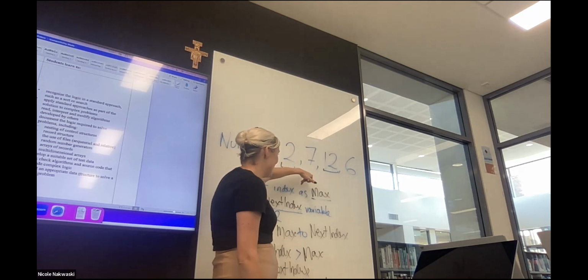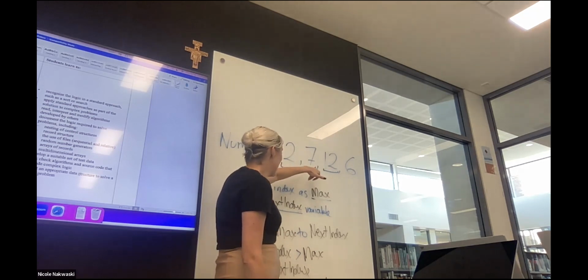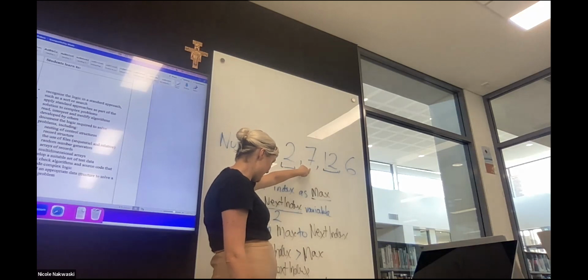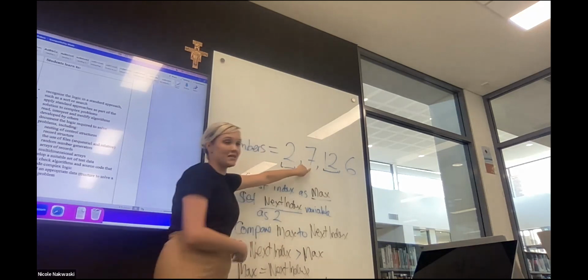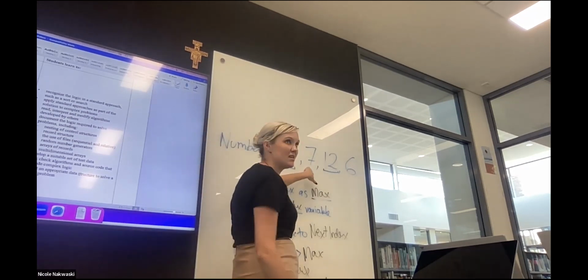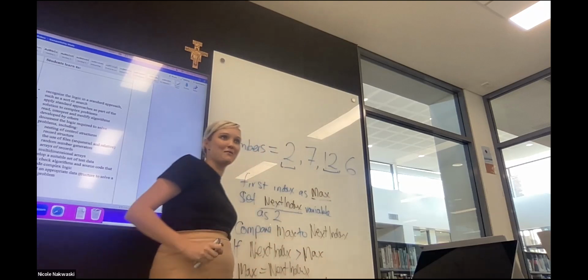Set next index to be that variable. Compare max index to that. If that is greater than that, is 7 greater than 2? Yeah, so that's going to be my new max. And then what am I going to do with this last new line? Okay, so then I'm going to compare. Oh, but then I'm not going to do anything. Hold on, because that was just the end.